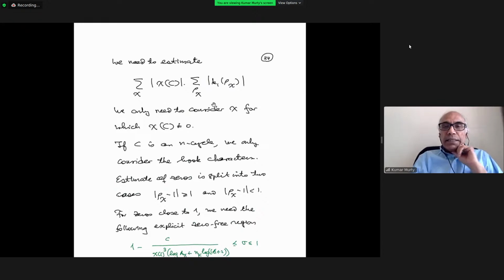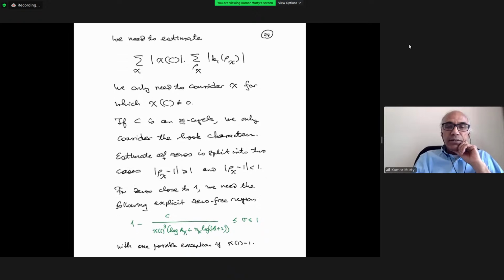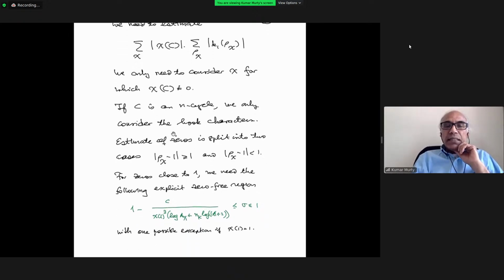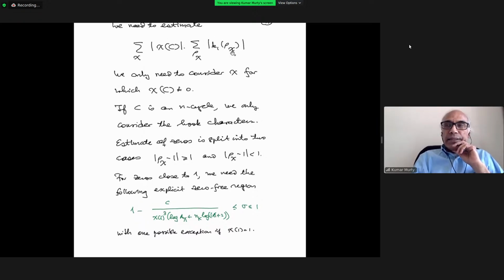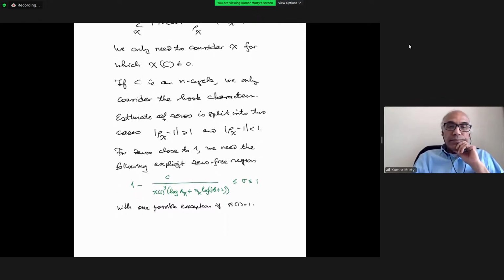So we want to estimate this thing, and we obviously need to only consider the chi's for which chi of C is not 0. And in particular, if C is an n-cycle, we only need to consider the hook characters. Now to estimate this sum over zeros, you split it up into two parts, depending on how close they are to s equals 1. So whether they're in the unit circle around 1 or they're outside the unit circle. The zeros away from 1 are relatively easy to estimate, so I'm going to just ignore those for now. So basically we have to worry about these zeros close to 1.